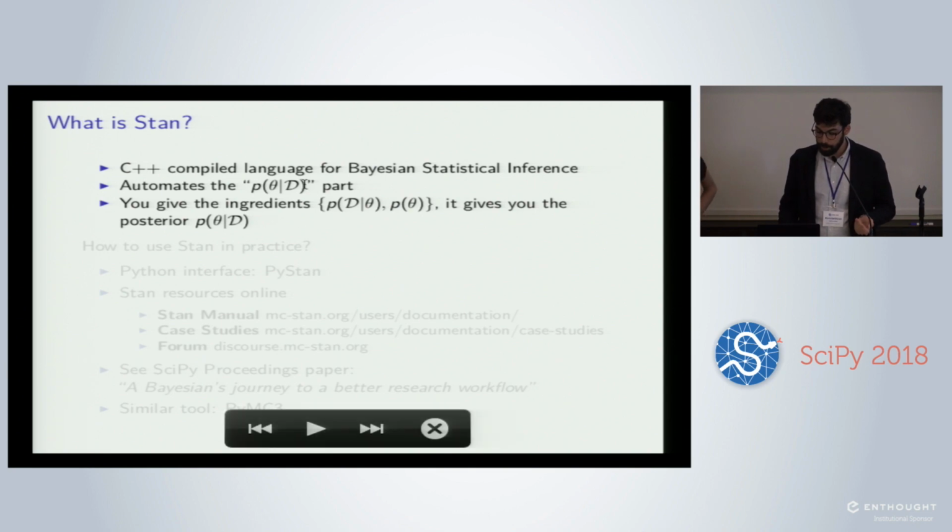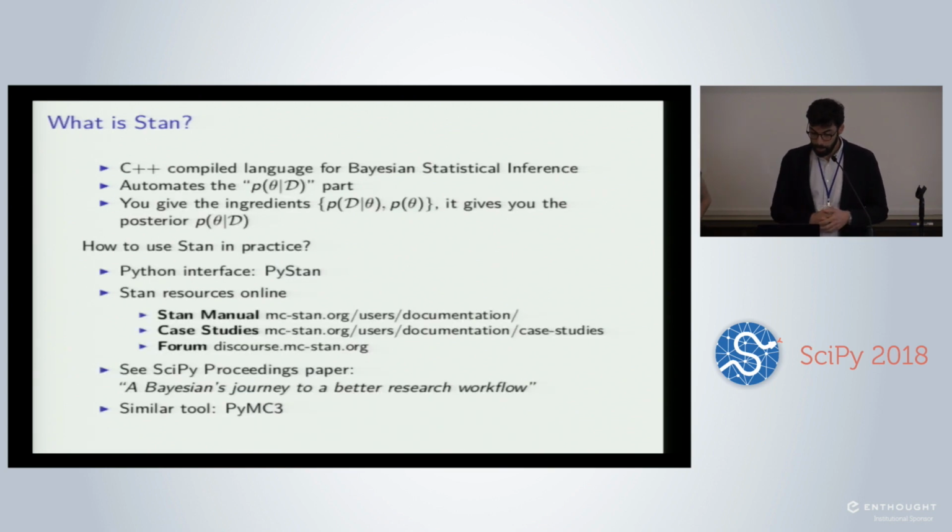And then how does it work? Well, you give it the ingredients, and it just gives you the posterior. You give it the likelihood and the prior, which are choices that the modeler makes, and it gives you back samples from the posterior. So in practice, there is a lot that can go wrong. Obviously, it takes a lot of effort actually to understand Bayesian modeling and actually code it. But there are great resources online.